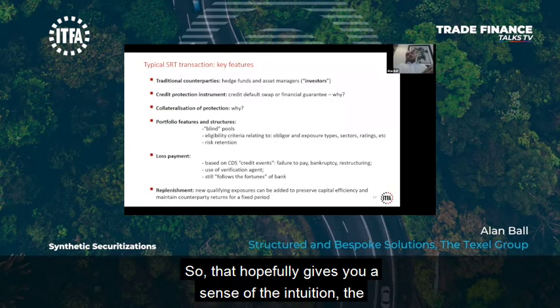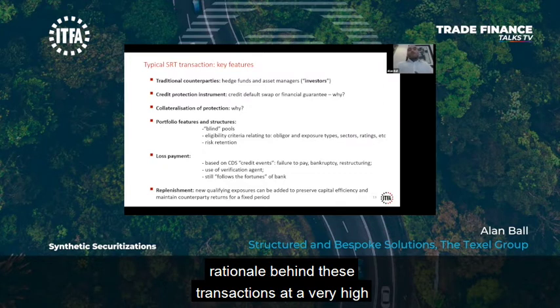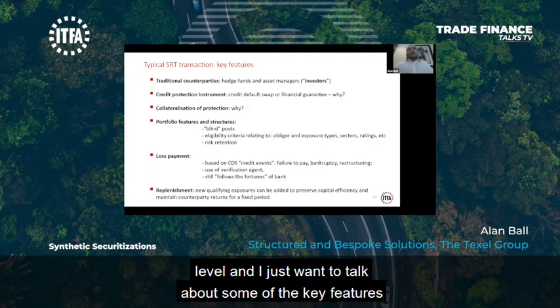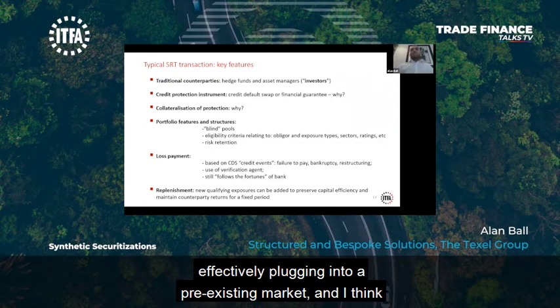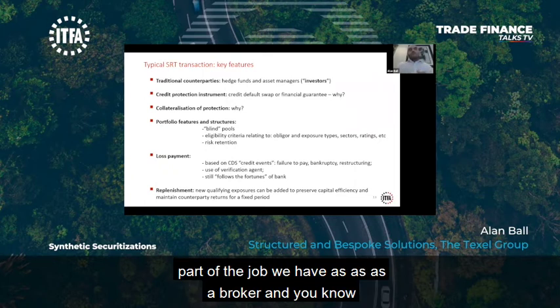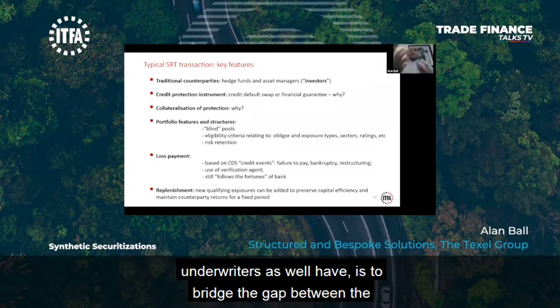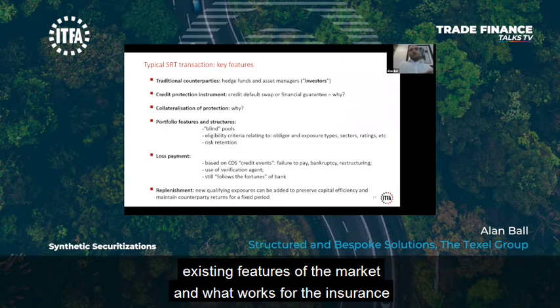So that hopefully gives you a sense of the intuition, the rationale behind these transactions at a very, very high level. I just want to talk about some of the key features of the market absent insurance, because the insurance market is effectively plugging into a pre-existing market. And I think part of the job that we have as a broker, and underwriters as well have, is to really look to bridge the gap between the existing features of the market and what works for the insurance market.